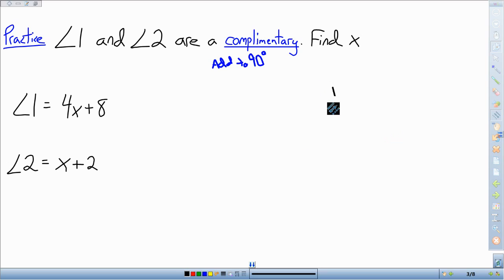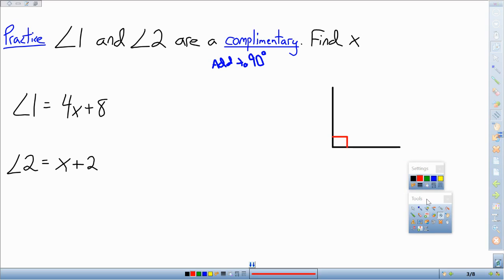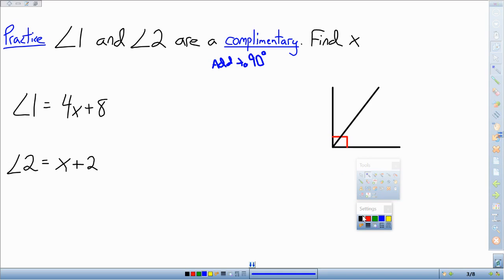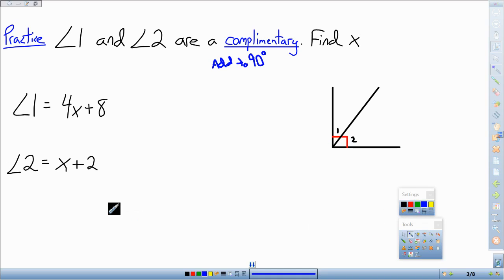So if I wanted to draw a picture, it's not required, but I know that a right angle is 90 degrees, right? Usually we represent that by putting a little box. So here's a 90-degree angle, but it's two angles that make this. So let's just break it up. Here are the two angles that add to 90 degrees. This is what we're dealing with. For example, we can call this angle 1, call this angle 2. And if you wanted to continue to put this info in, we can say angle 1 is 4x plus 8, and angle 2 is x plus 2.